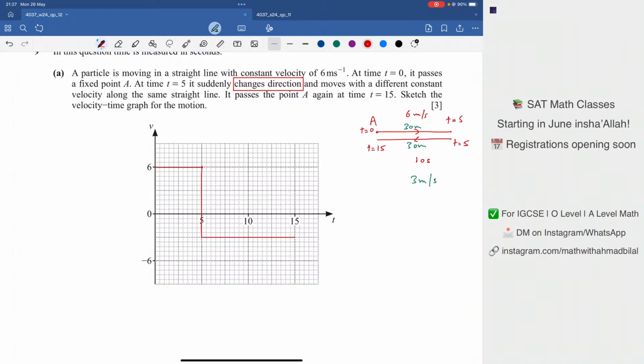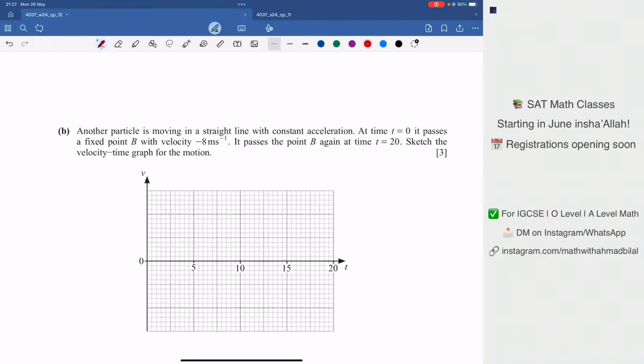And then we join these two parts of the graph. This is what the velocity time graph looks like for this journey. It's suddenly changing direction at this point, time equals 5, and it's moving in the other direction at a speed of 3 meters per second. That's how this velocity time graph of this journey would look like. All right, let's move on to the next part.